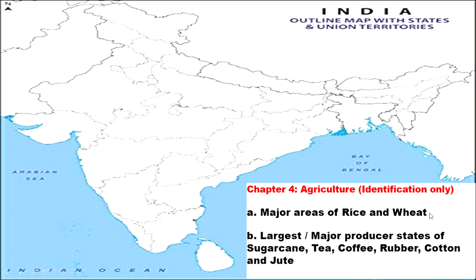Remember that. Identification means the places will be given to you and they will be asking you that they all are the places of leading producer of which crop. So you have to identify whether it is rice or whether it is wheat. Let's move on. The map work, exactly what we have to do.